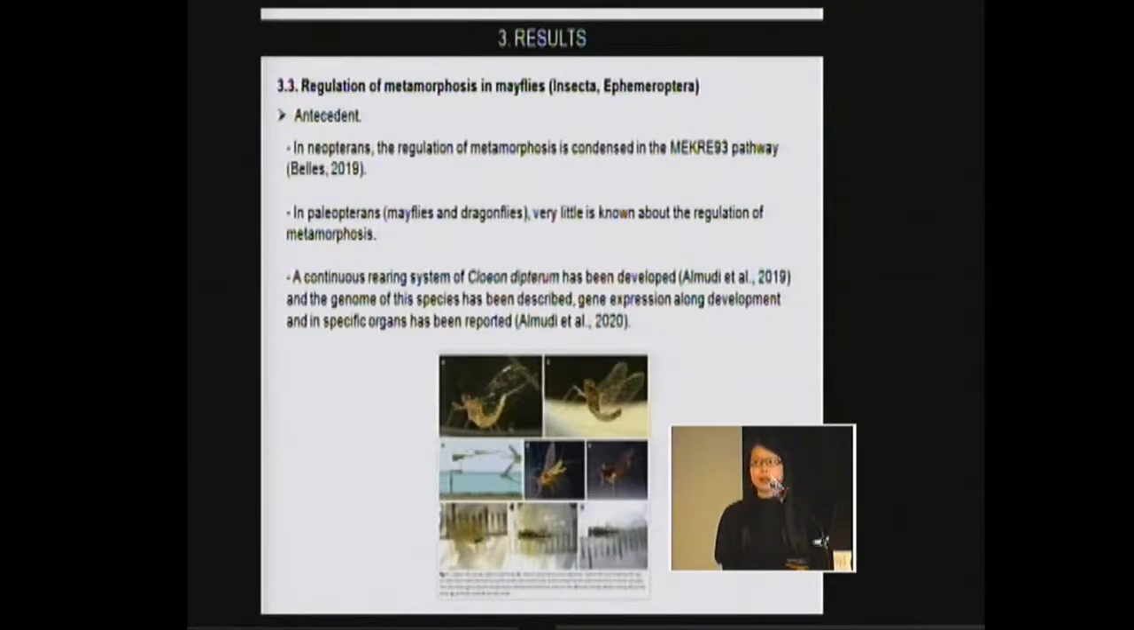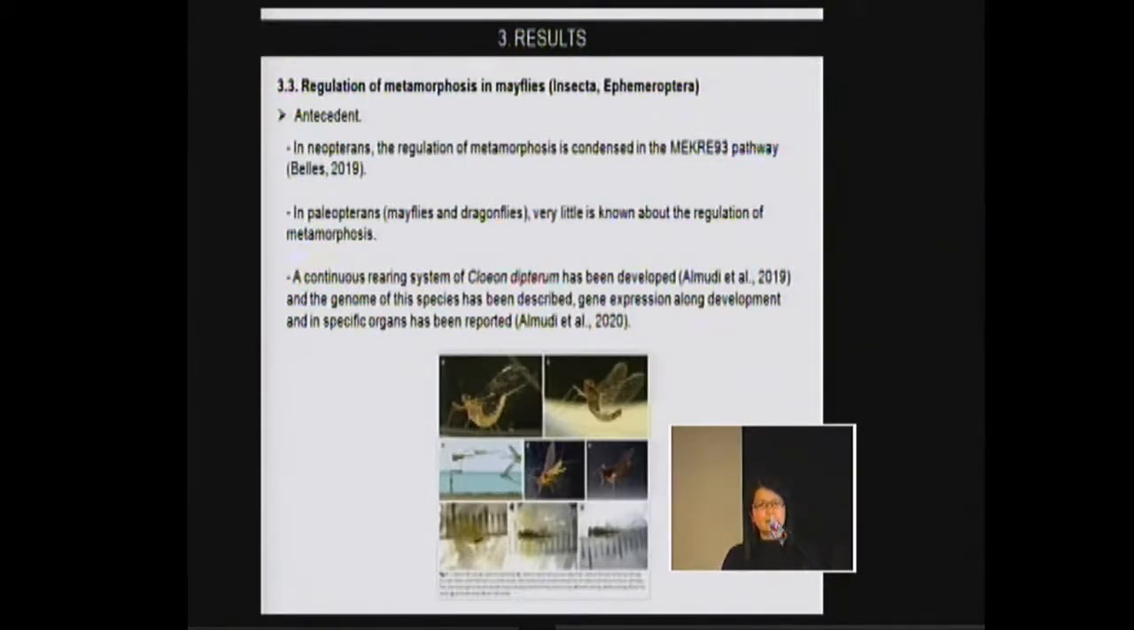So the antecedents of this topic come from the study of metamorphosis in Neopteran insects. We know that the regulation of metamorphosis in this group of insects is condensed in the MEKRE93 pathway. But in the Paleopteran, like in the case of the mayfly, very little is known about the regulation of metamorphosis.